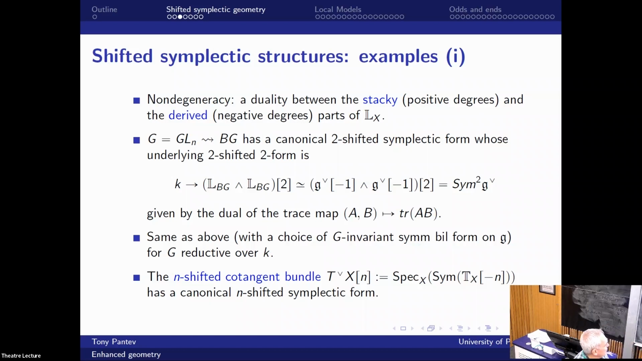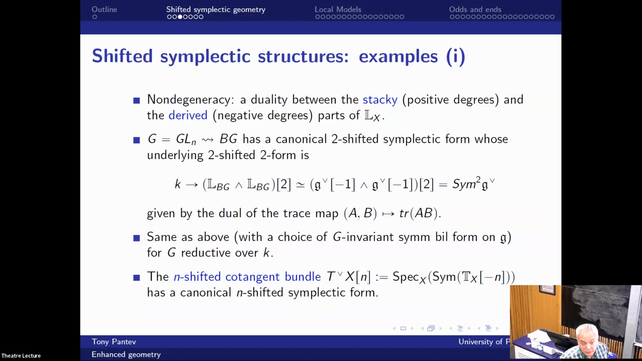And so that's somehow the archetype example of a shifted symplectic form in a very simple setting, the classifying stack of a group. And then there is another one, which is a cotangent bundle of a space. So we know a cotangent bundle of a space has, in fact, an exact symplectic form, the tautological symplectic form.